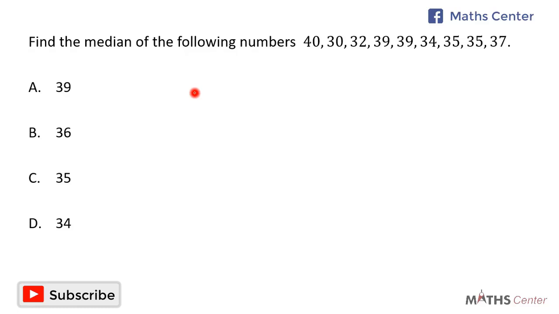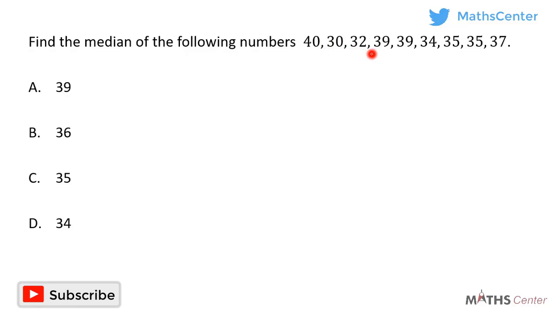That is, the middle number after the numbers have been arranged from the lowest to the highest or the highest to the lowest. So it means that to get the median, we first have to arrange the numbers in ascending or descending order. I'll arrange it in ascending order, that is from the lowest to the highest.